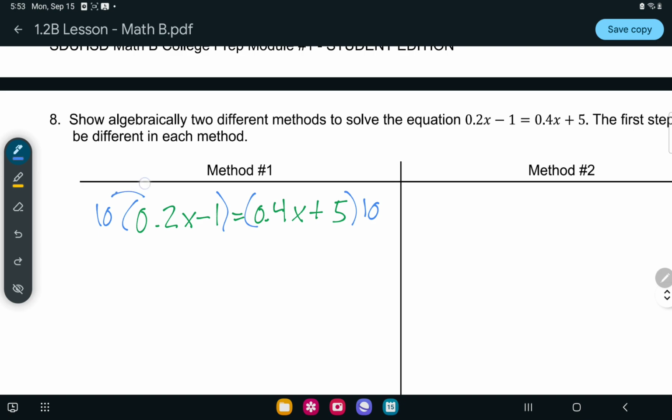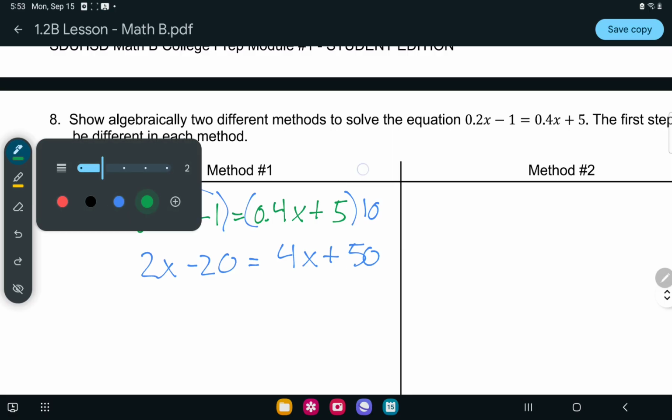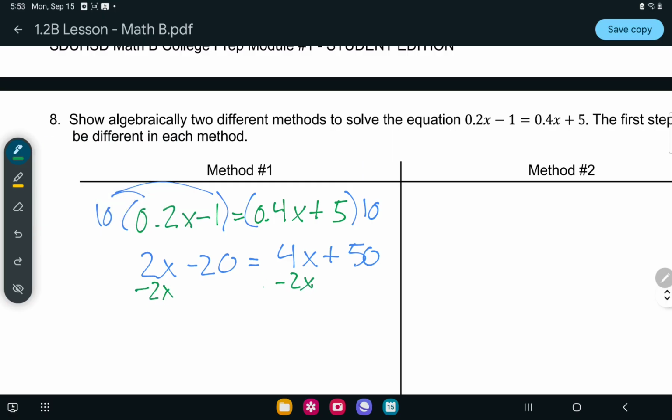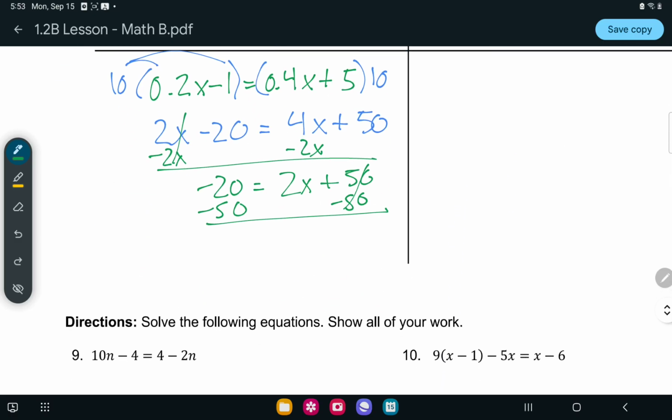So I want to multiply both sides by 10. This would become 2x minus 20 equals 4x plus 50. Then I can't do anything on each side of the equation, so I want to move the smallest variable. In this case, it's 2x, so I'm going to subtract 2x from both sides. I get negative 20 equals 2x plus 50, and if I keep solving, I get negative 70 equals 2x. I want to continue. Negative 70 divided by 2 is negative 35.